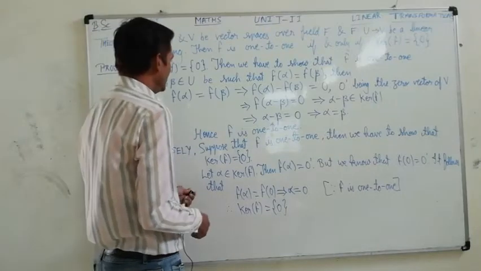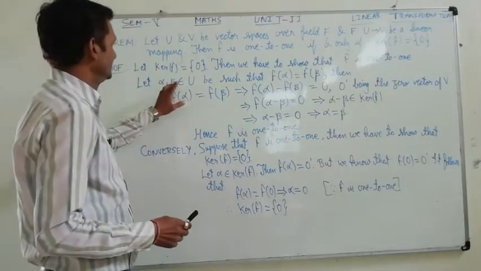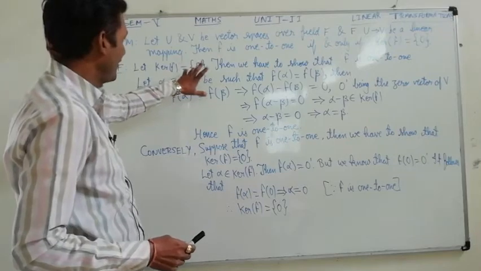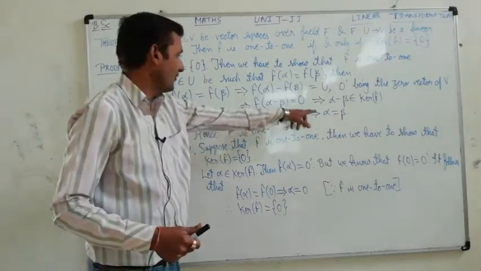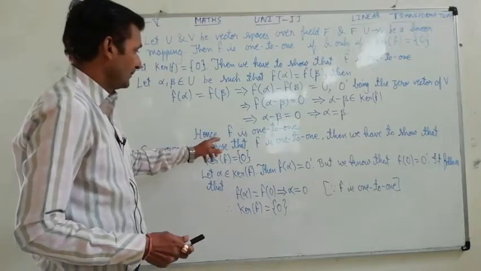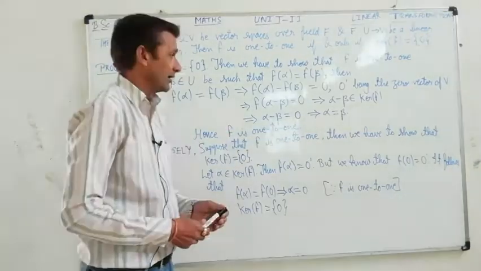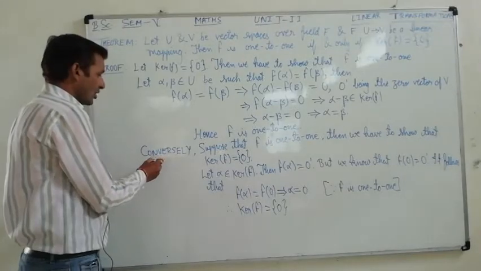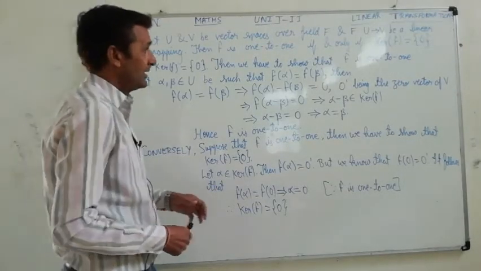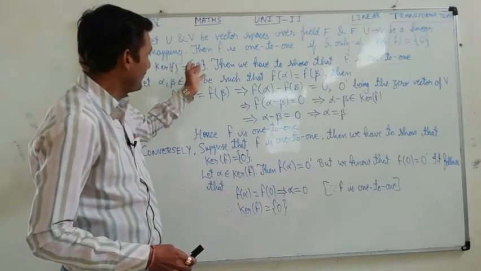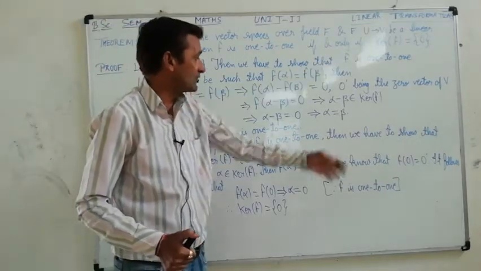So, it is proved by taking kernel of f is equal to 0, and by this we have proved that alpha is equal to beta. So, it proves that f is 1 to 1. Now, conversely, we have to proceed. Here we took kernel of f equal to 0 and proved that f is 1 to 1.